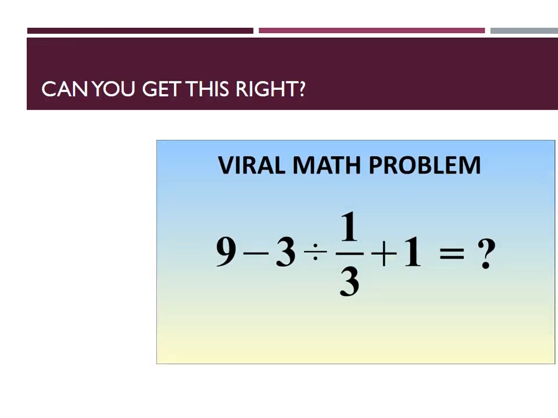So this is just kind of a fun math problem to see if you remember order of operations. Just as a reminder, you have to do division first. So you'd actually do 3 times 3 over 1, which is 9. So you have 9 minus 9 plus 1. So that's 0 plus 1, which is 1.